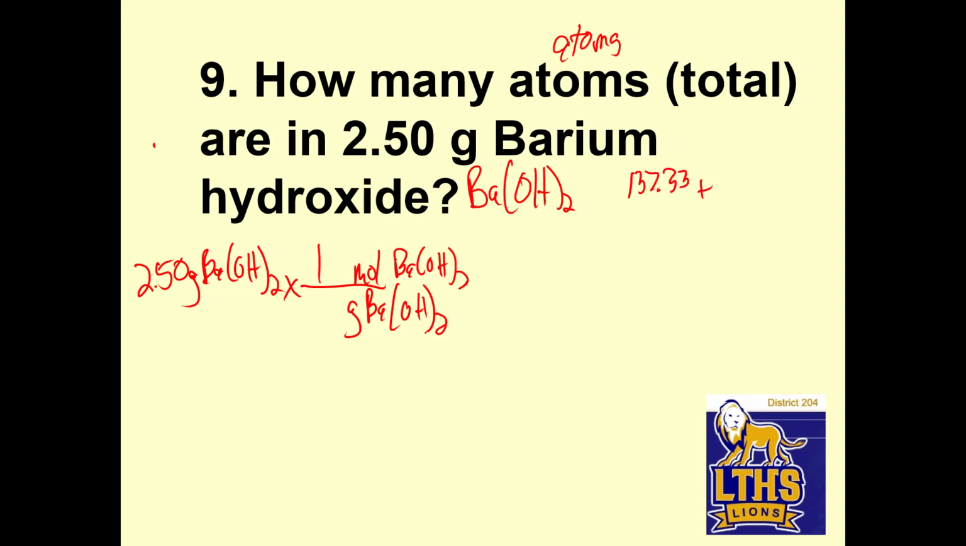I have two oxygens again. So, plus, oxygen is 16 times 2. That's 32. And hydrogen is 1.01 times 2, 2.02. So, 137.33 plus 32.